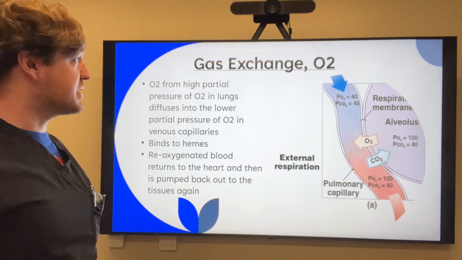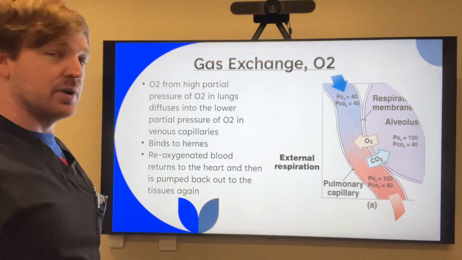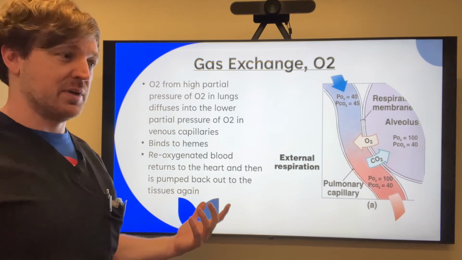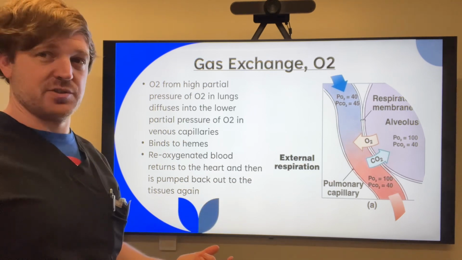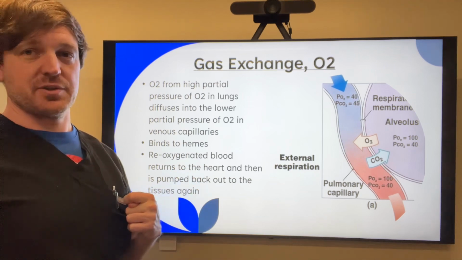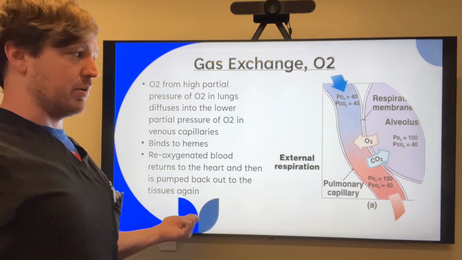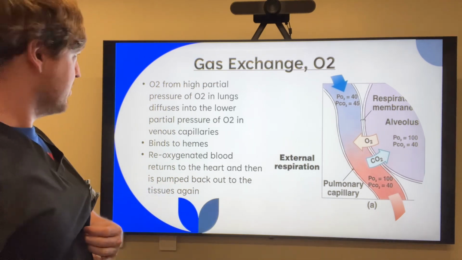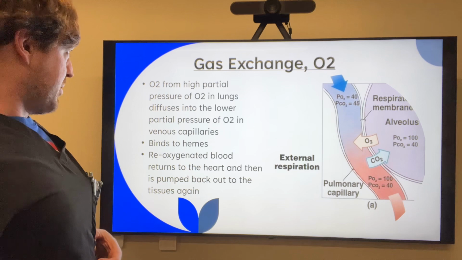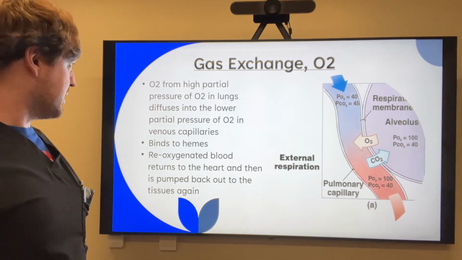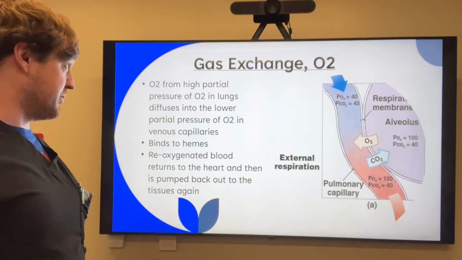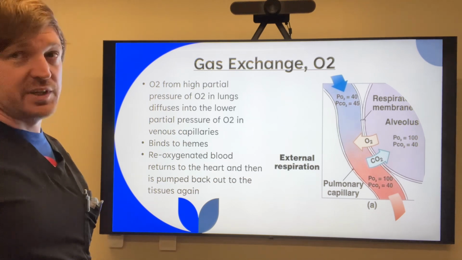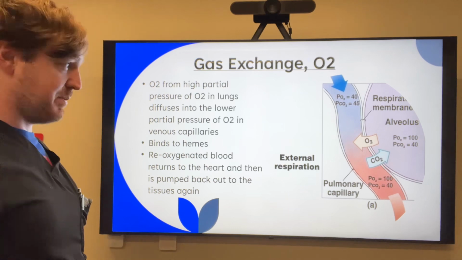On the gas exchange for O2, pretty much everything in the body, or a lot of stuff in the body, diffuses from either high concentration to low concentration, or high partial pressure to low partial pressure, or based on pH, like we'll see later. So O2 goes from high partial pressure of O2 in the lungs, and that causes it to diffuse into the lower partial pressure of O2 in venous blood that is passing by the lungs.